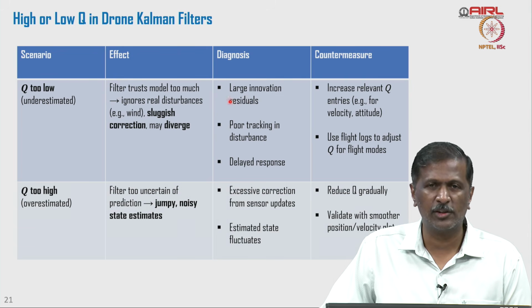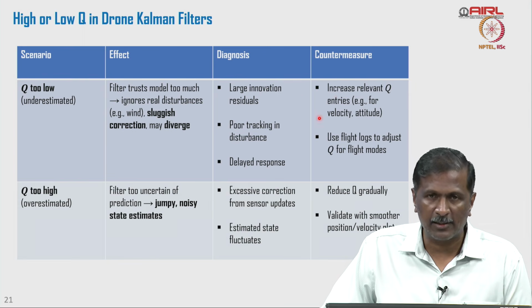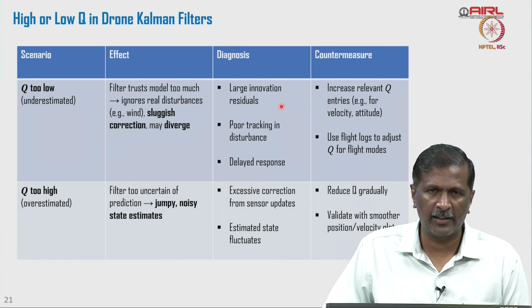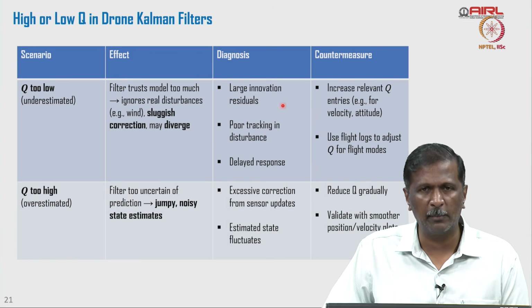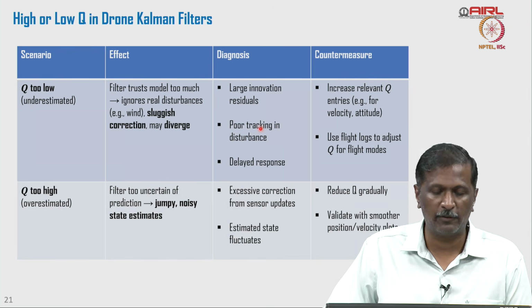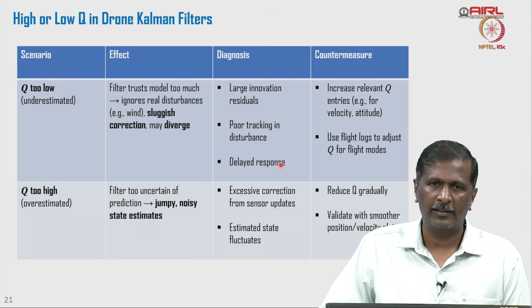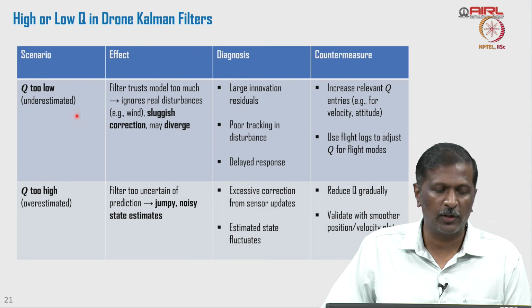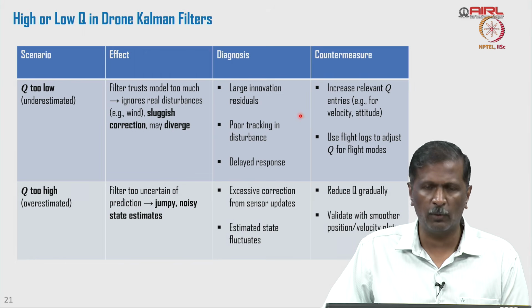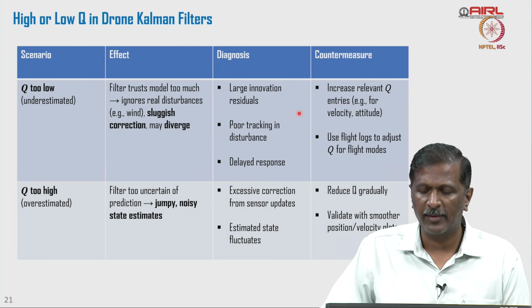Large innovation residuals come into the picture, that is, y will become very large. You get poor tracking under disturbances; when there are atmospheric effects or wind disturbance, the tracking performance of the drone will be poor. So, you can make that out from there. Sometimes you may have a delayed response. The drone will start reacting only after the disturbance. You will be able to make out that your Q is too low. What do we do? We increase the relevant Q entries so that we can get a better, more responsive estimate.